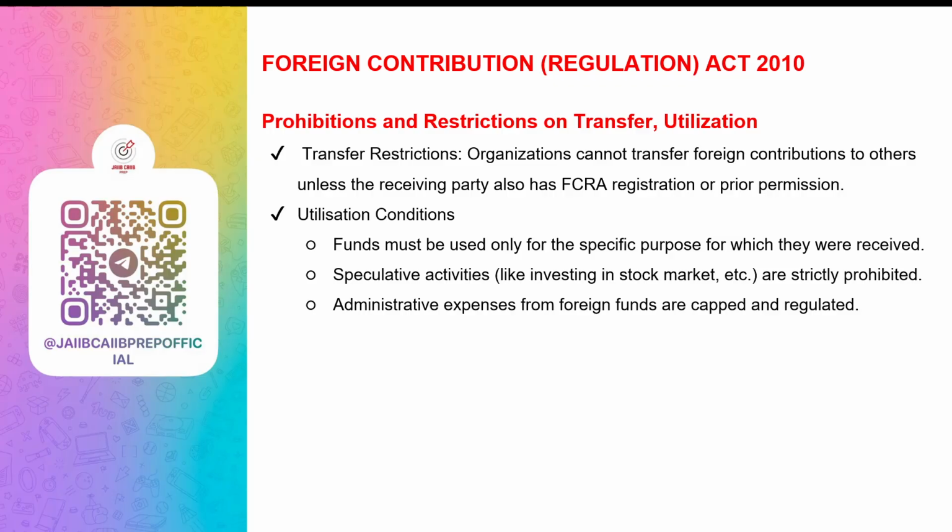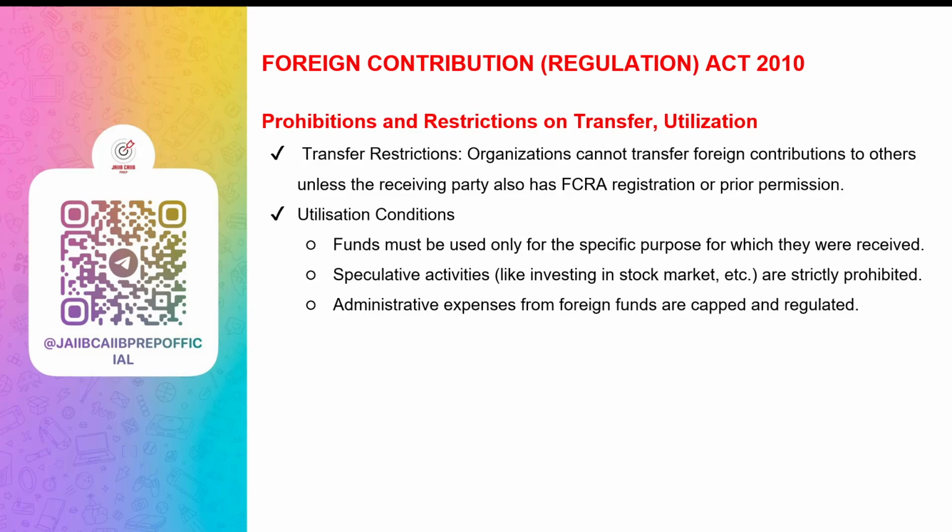Prohibition and restriction on transfers and utilization. So, if a person or organization gets money from a foreign source and they are registered under FCRA or have prior permission from the government, they cannot transfer this money to someone else unless that other person is also registered or has prior permission under FCRA.